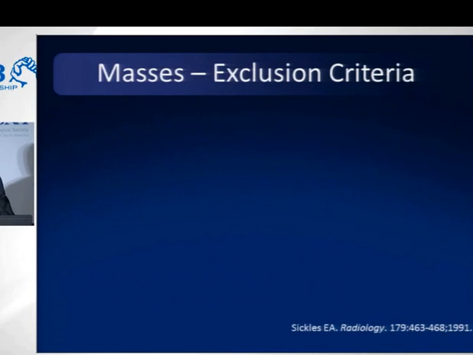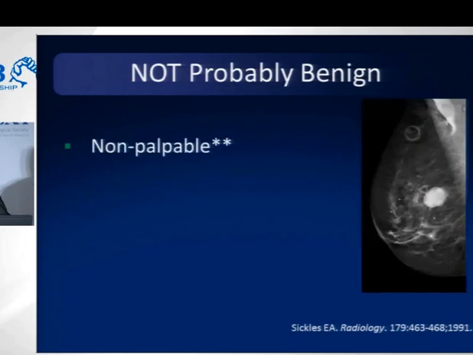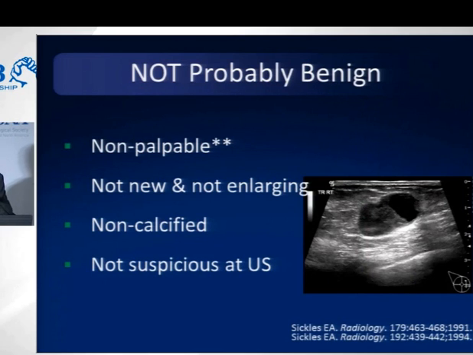So there are a whole list of exclusion criteria of things that we would exclude from calling things probably benign. So these are lesions that are not probably benign. So Dr. Sickles specifically said non-palpable lesions should not be called probably benign. Now you can see I've got a couple of asterisks up there, and that's because in more up-to-date studies we've sort of revisited that, and I'll get into that in the ultrasound section. But certainly these masses should be not new and not enlarging. They should be non-calcified, and they should be not suspicious at ultrasound.